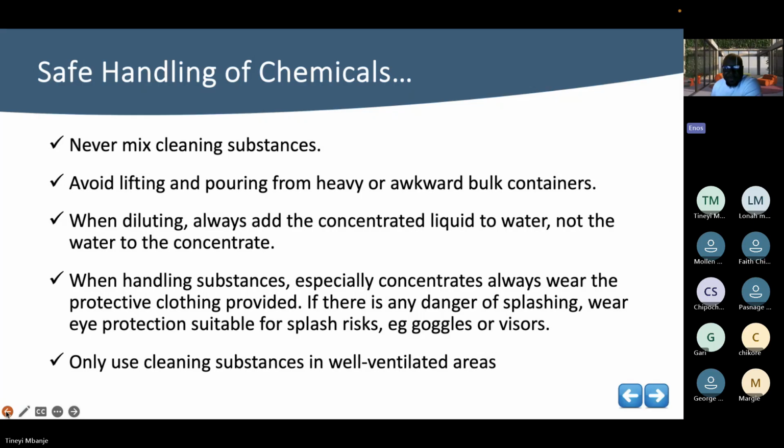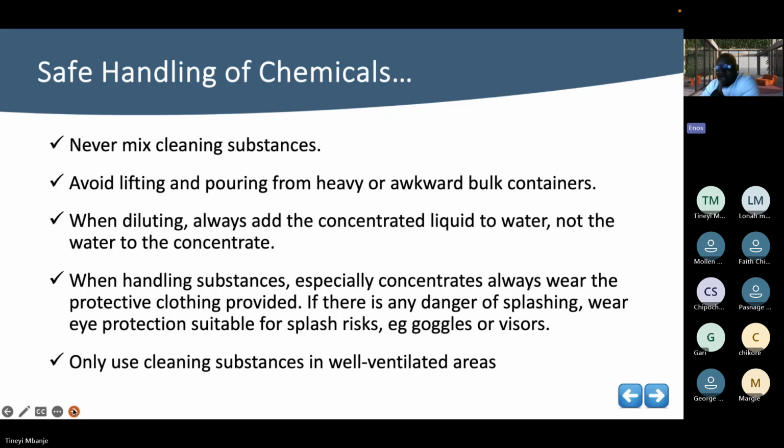Okay? We never mix cleaning substances with possible, because again, remember, some can be outpoured by water, some are exacerbated by water, some may be, the chemical may exacerbate it, some may not. So that's why they say don't mix them. Avoid lifting and pouring from heavy aqueous bulk containers. This is when you are talking about the movement, if you're using a lot of chemicals. When diluting, always add the concentrated liquid to the water. To water, not water to concentrate.